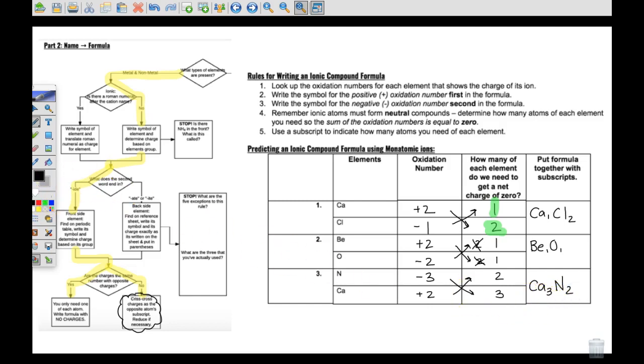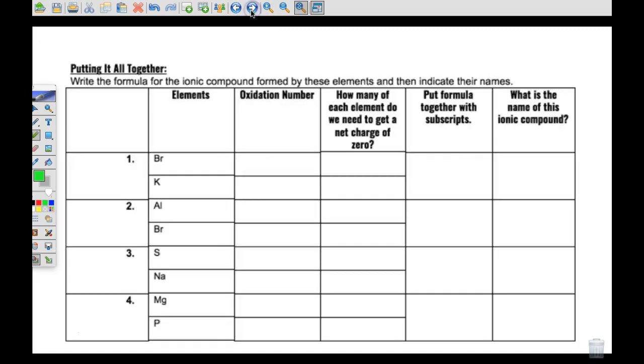It's important that we reference the subscripts and not the charges to figure out how many atoms of each element we'll need to create a neutral compound. So let's put it together. I'll complete the first 2, and you'll be responsible for numbers 3 and 4.